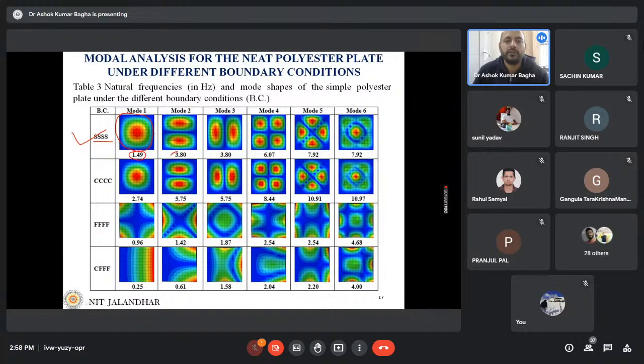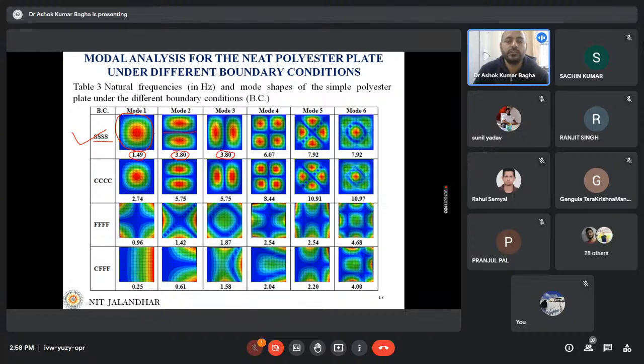The second fundamental frequency is 3.80 Hertz, and you will see a nodal line at the center. This is the line that represents that the value of the response or the displacement is approximately 0. You can correlate it with the blue color. The blue color represents the minimum value, and the red shows the highest or maximum value.